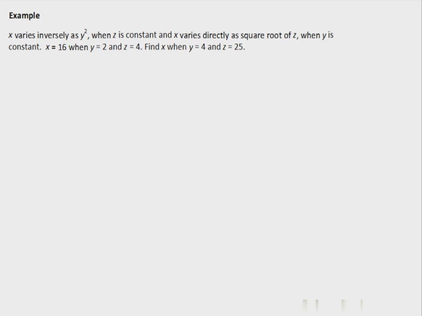X varies inversely as y square when z is constant, and x varies directly as square root of z when y is constant. So here there's a combination of several proportions. Let's see how we can keep them all together. So x varies inversely as y square when z is constant, so xy square will be a constant. And x varies directly as a square root of z when y is constant. So x by root z will be a constant when y is a constant.